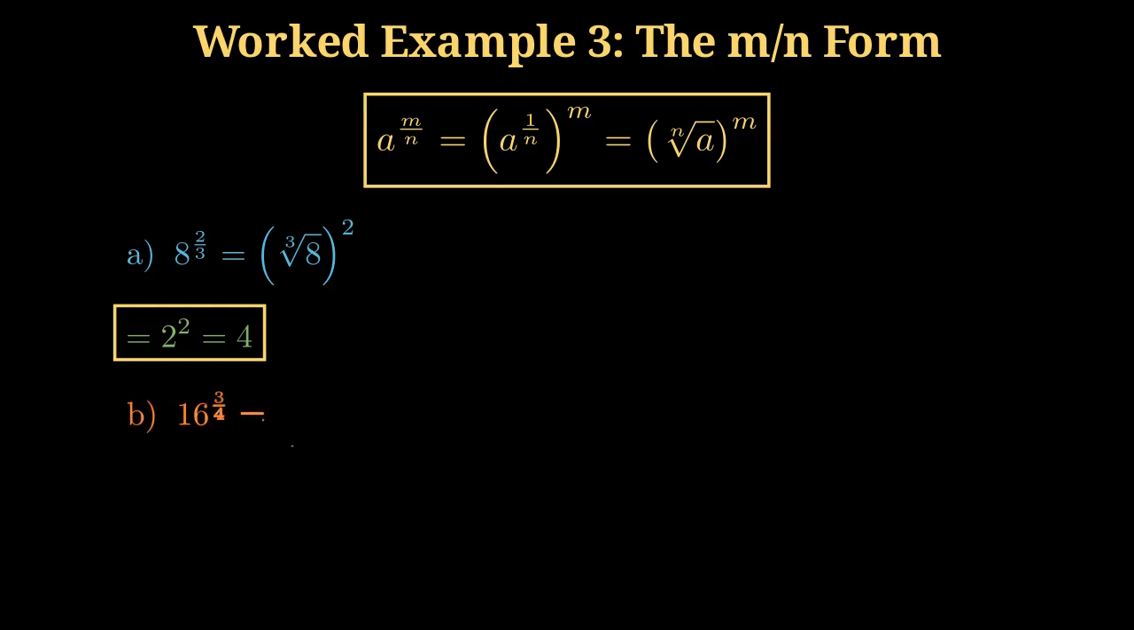B. 16 to the power 3/4. Fourth root first, then cube the result. The fourth root of 16 is 2. 2 times 2 times 2 times 2 is 16. And 2 cubed is 8. 16 to the 3/4 is 8. Notice the rhythm both times. Bottom of the fraction, root. Top of the fraction, power.